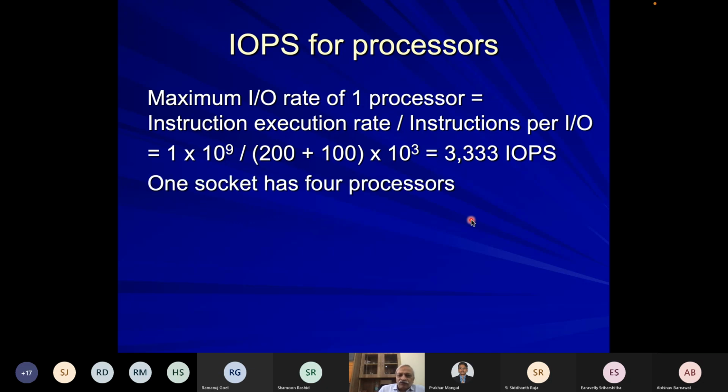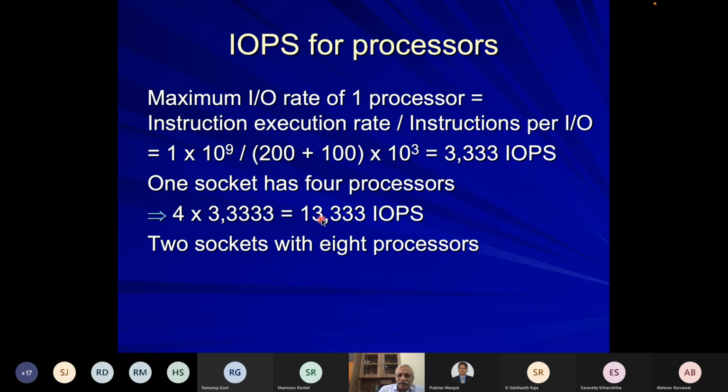per processor. So one socket has 4 processors. So 4 times this is the capacity of one socket, and there are 2 sockets. So multiply by another 2. So that many IO operations per second.